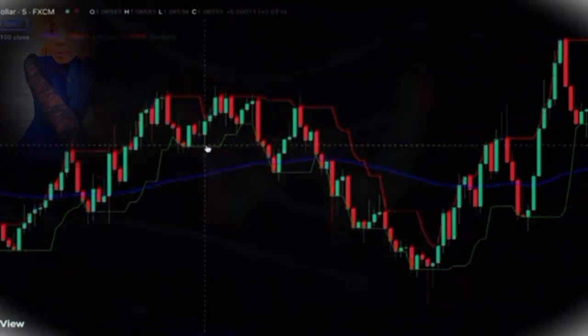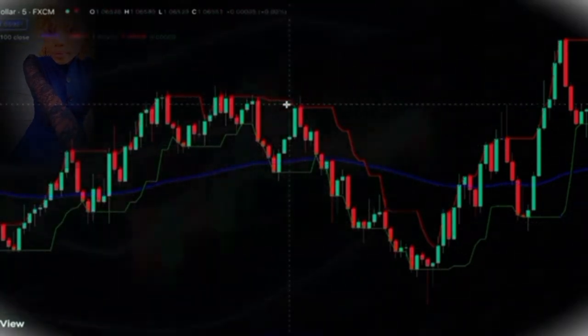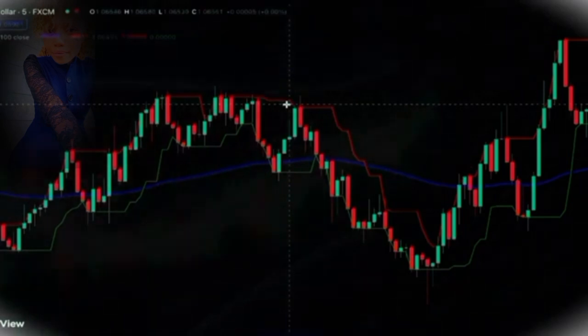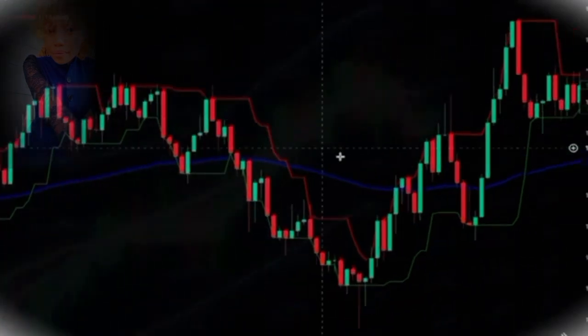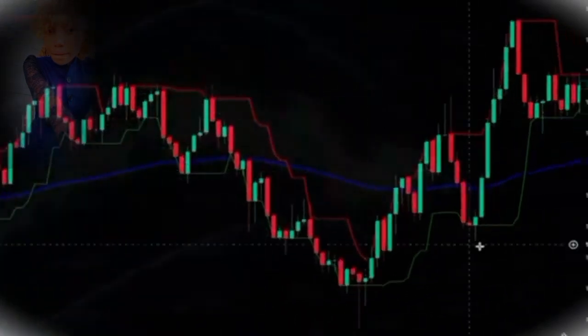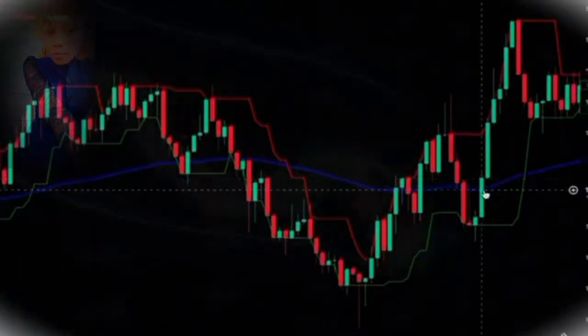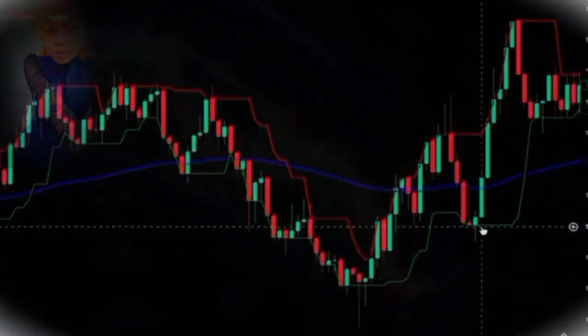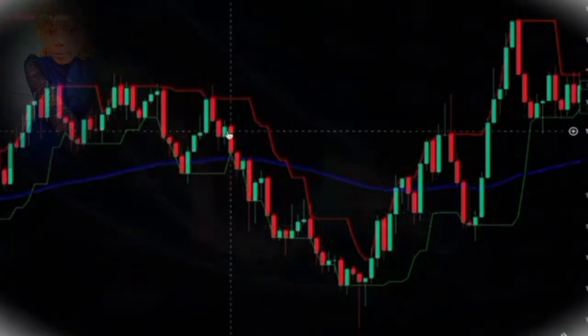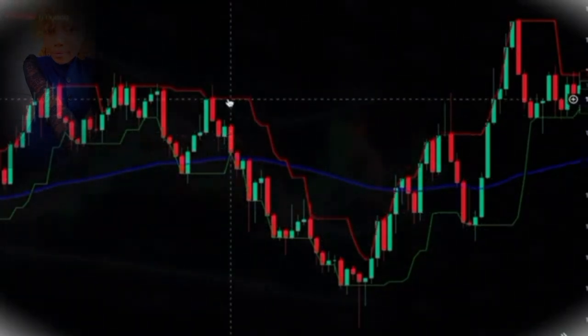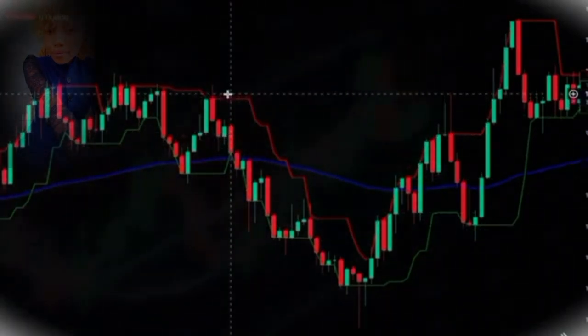As I said, these green and red lines are dynamic support and resistance levels which are useful for setting stop losses. For example, if you entered a long position here based on this buy signal, you can set your stop loss here below this support level. Or if you entered a short position here, you can set your stop loss here above this resistance level.